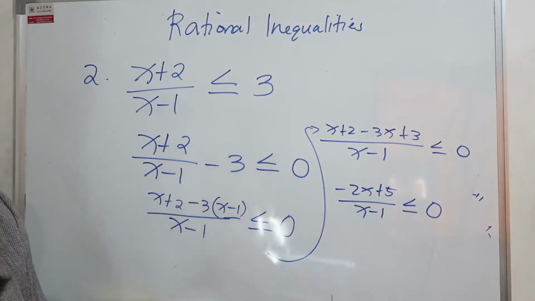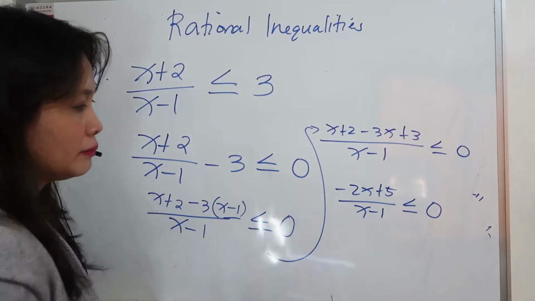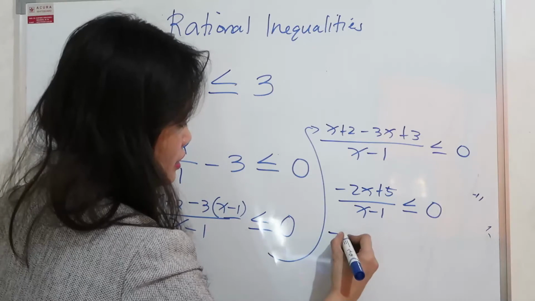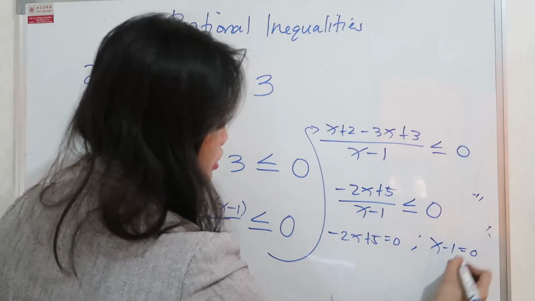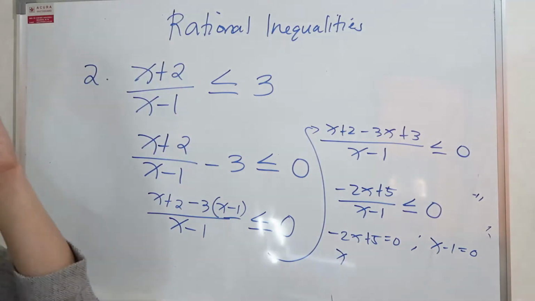Next, we need to get the zeros of your numerator and your denominator. So in here, what will be your zeros? We have negative 2x plus 5 equals 0, and the other one is x minus 1 equals 0. So what's the first value of x?